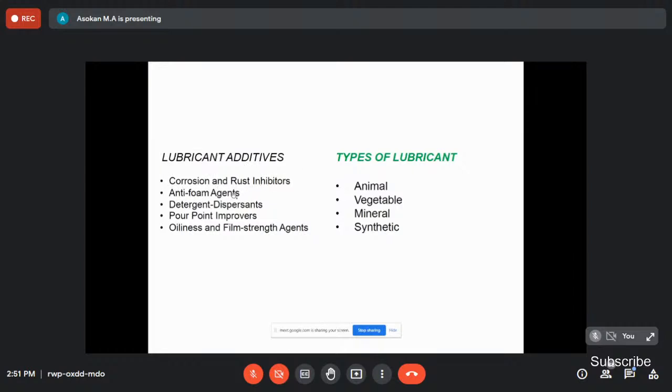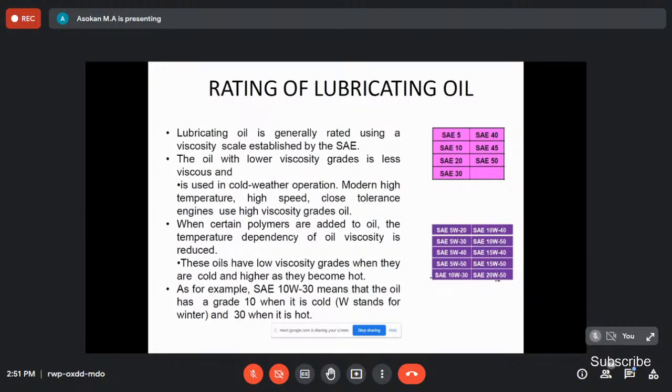Excuse me, sir. Sir, you have explained 10 and 30. 10 degree means minus 10? No. That it retains its viscosity at this temperature? Yeah, this is the meaning. SAE 10, so 10 winter. You have given an example here, SAE 10W30. Yes, so that means cold. 10 is a temperature, 10 degrees. So winter means minus 10 degrees, sir? No, not minus, simply 10 degree. Only 10 degree.